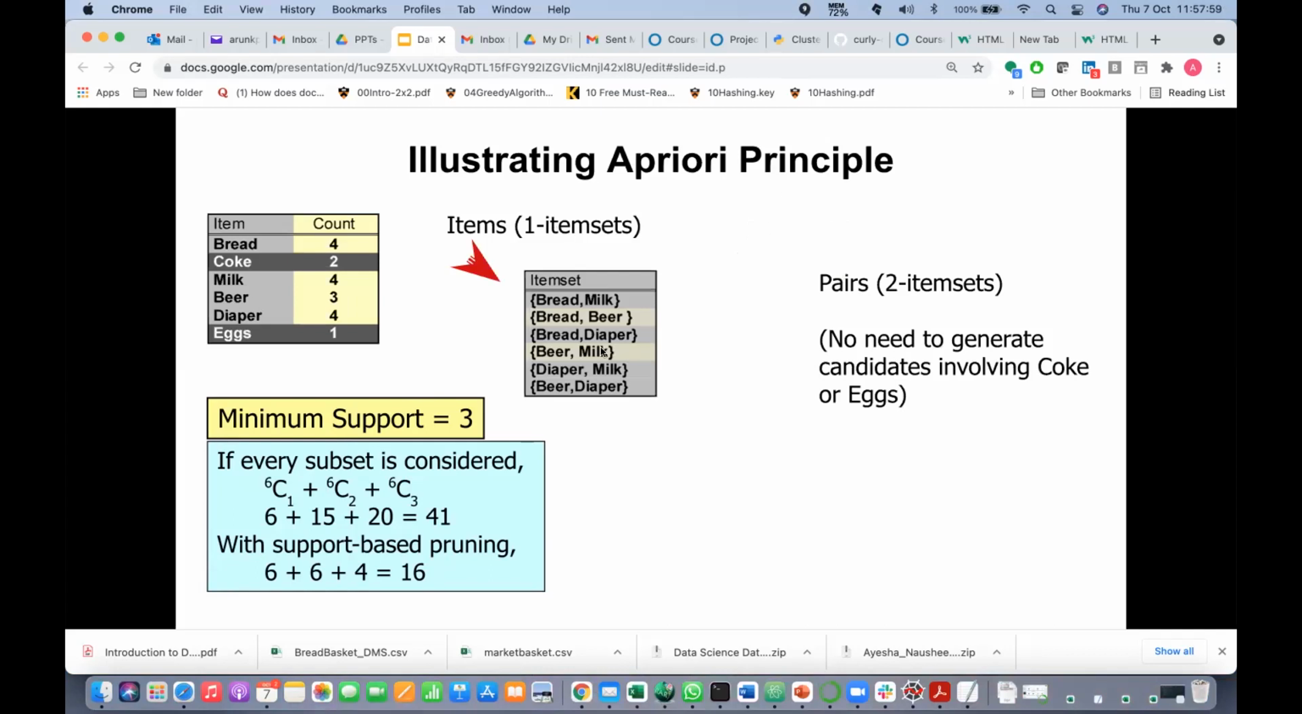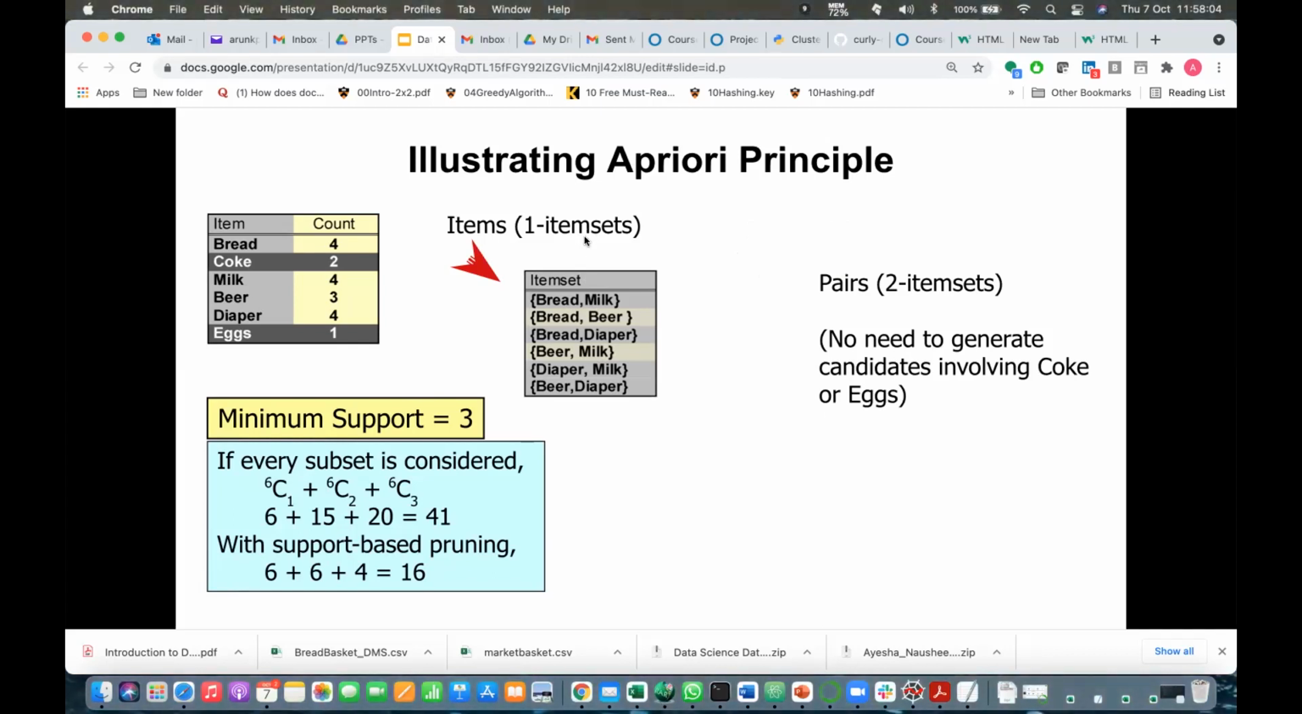So items with 1 item sets. So bread and milk. Within these things, you are trying to find out rules. So if you take bread, bread implies milk, bread implies beer, then bread implies diaper. Then go down, milk. Okay, then they took the beer, right? The second thing, beer implies milk, and that's all. And diaper implies milk.